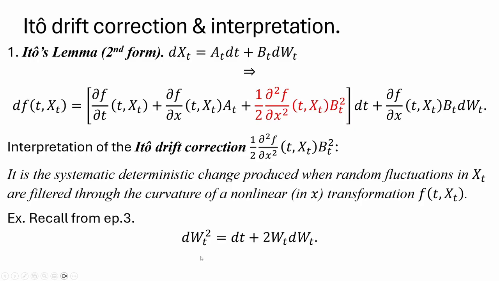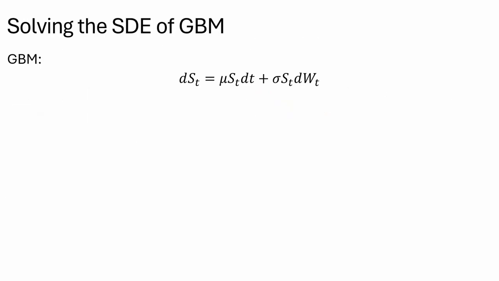Let's recall a simple relation. This is derived all the way back in episode 2 using definitions, and we also verified it in episode 3. d(W_t squared) equals dt plus 2W_t dW_t. This dt term here is purely due to the curvature of the function f of x equals x squared. With the Ito's lemma at our disposal, we can finally solve the SDE of geometric Brownian motion.